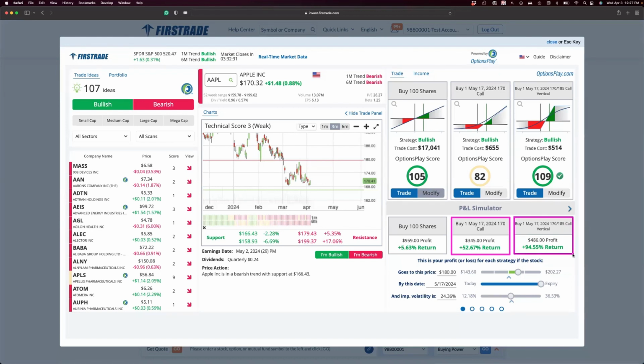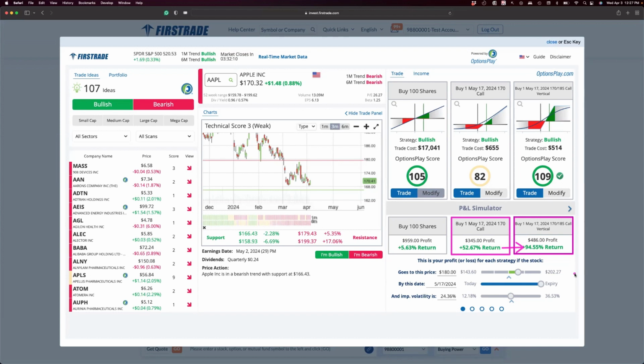Doesn't sound like a whole lot, but you're increasing your potential returns from 52% to 94%. That $130 increases your leverage fairly substantially, to the point where if you were just to buy a call option, you're looking at a 52% return versus the vertical spread, where you're looking at a 94% return.